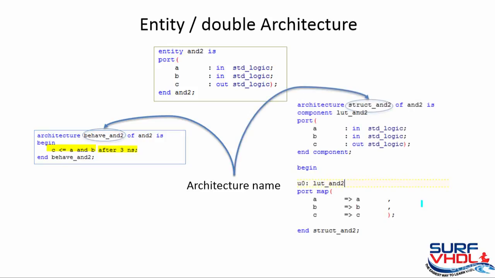In the other architecture, struct_N2, the instance of a component, loot_N2, is present. Now, we are introducing the concept of component instantiation. In this example, loot_N2 is a primitive component of our device.